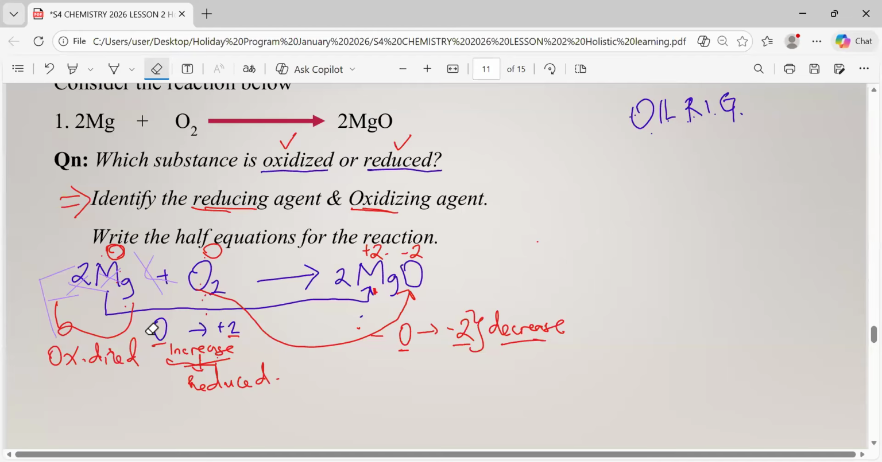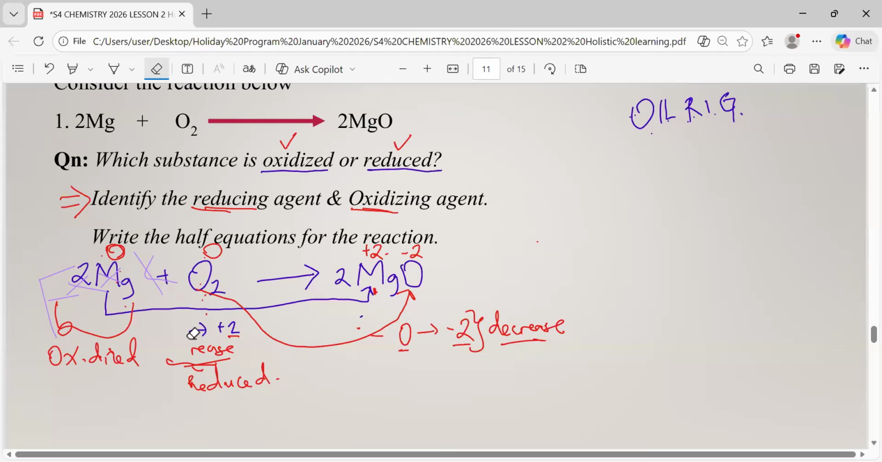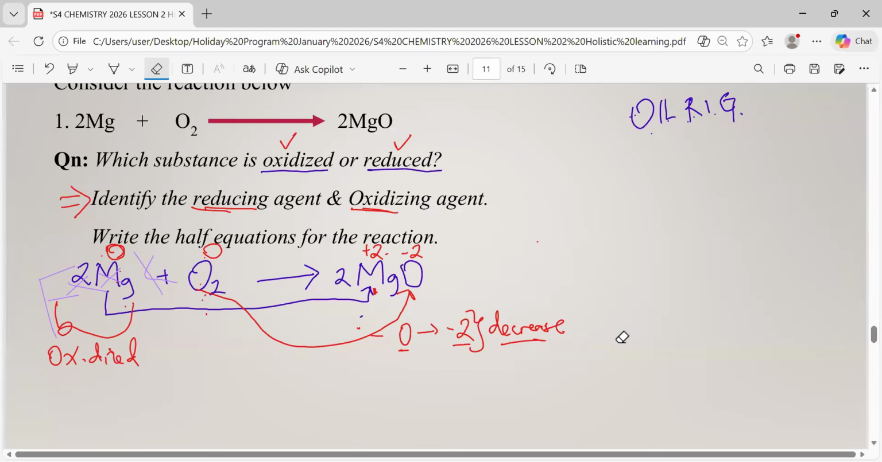I think oxygen is a reducing agent and magnesium is the oxidizing agent. With the reason? I don't have a reason. Okay, but we need to know the reason why you're calling it a reducing agent and why you're calling the other one an oxidizing agent. Okay, thank you. You have told us something, but now we also need the reason.